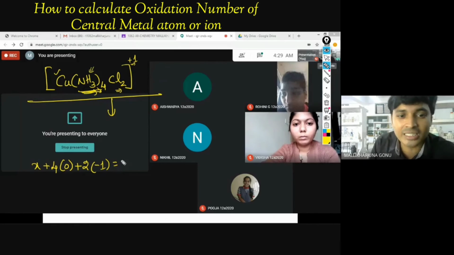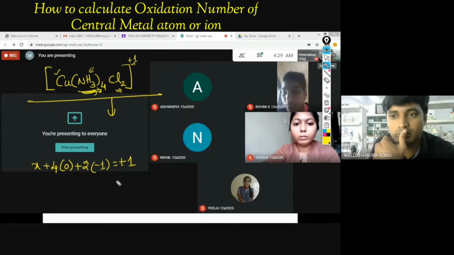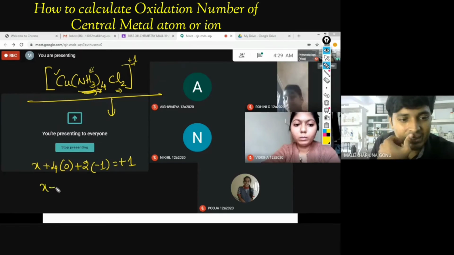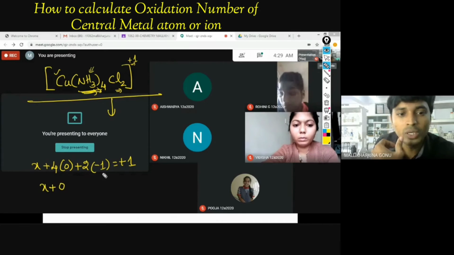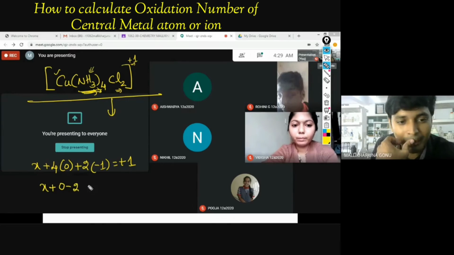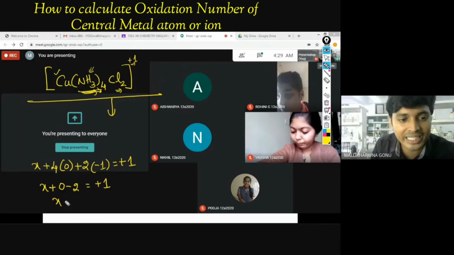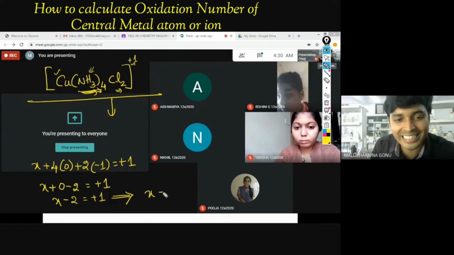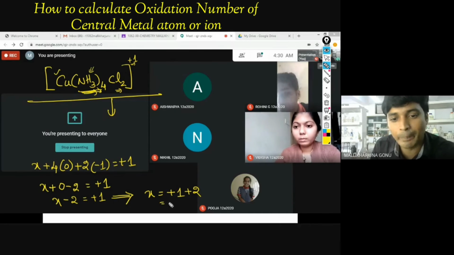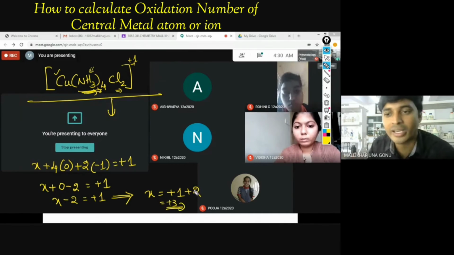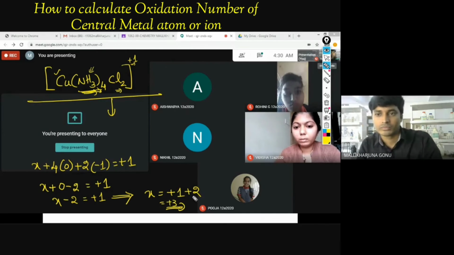But what is the total charge? It is +1, right? x plus 4 into 0 means 0. 2 into -1 means -2, plus 1. Now x minus 2 is equal to +1. If this minus 2 comes to this side, what happens? +1 plus 2 is equal to +3. So congratulations, Aishwarya, you are correct. Your answer is correct. That's how +3 is coming.